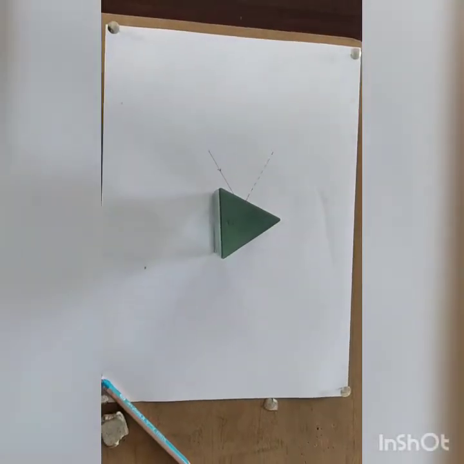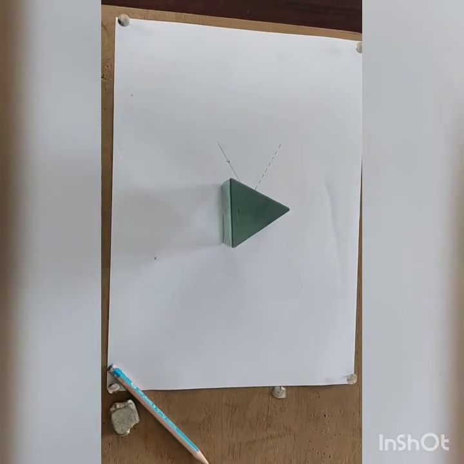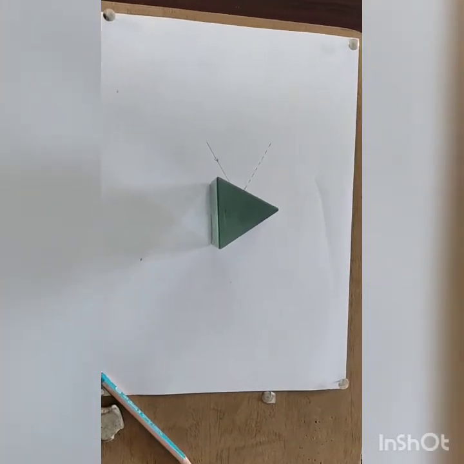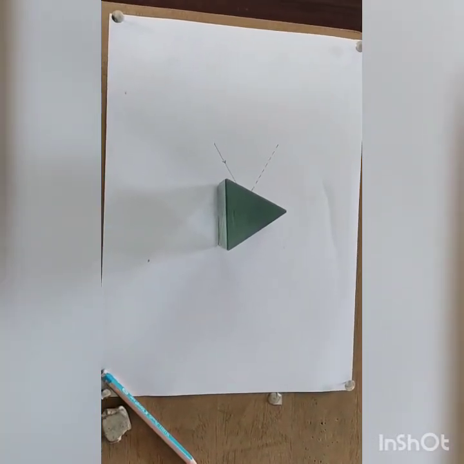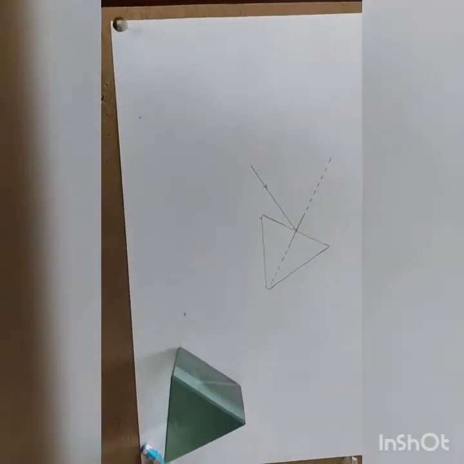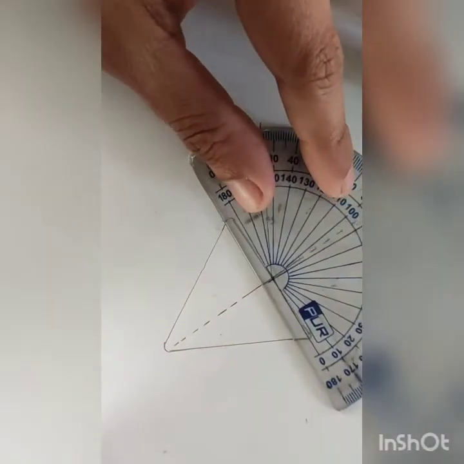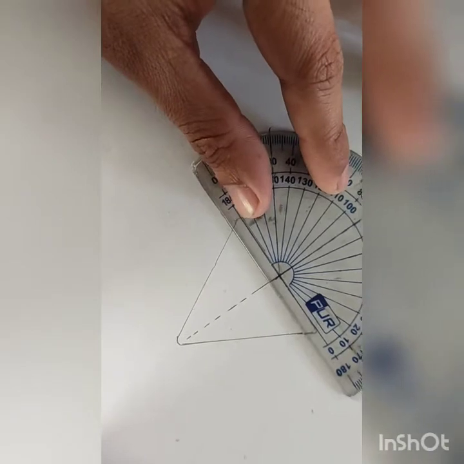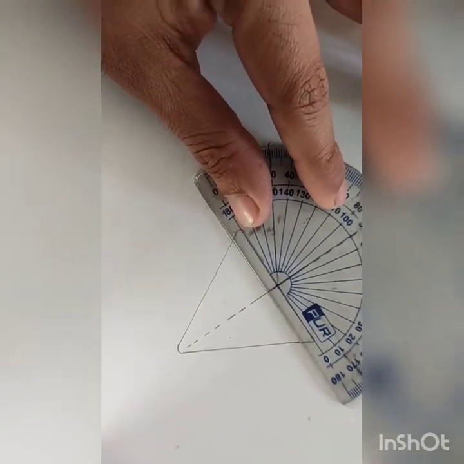First of all, we place a paper on a board with the help of 4 pins. Then we draw an outline for the prism, same like that I draw here, and that is the outline for the prism. By the help of a protractor, I got the angle of incidence.